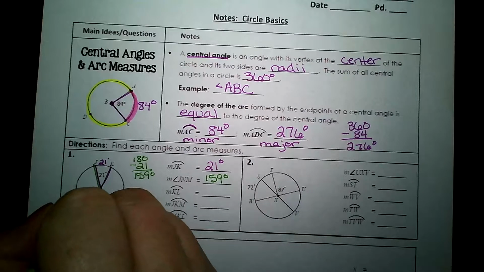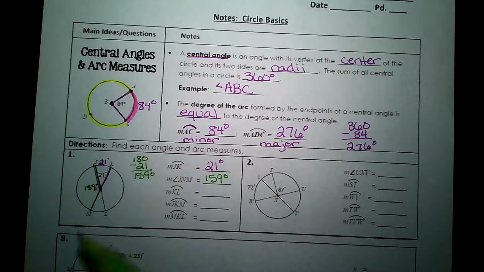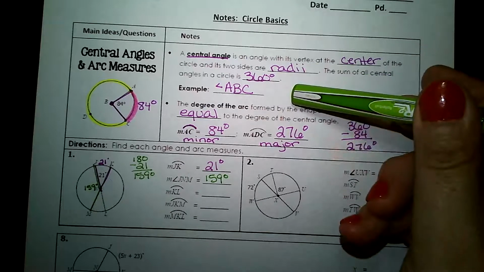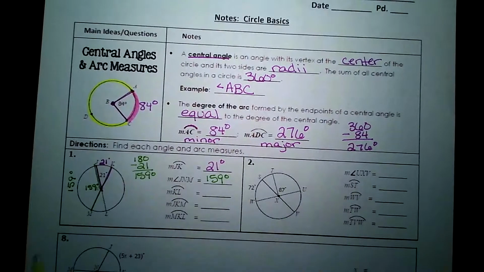I'm going to write it on my picture. In fact, I can write this in two places. I know that's my angle measure, but because central angles and their arcs are equal to each other, I can also write it out here on the arc. That would represent arc J through M, which is not something in my list that I'm being asked for, but that would also be 159 degrees.